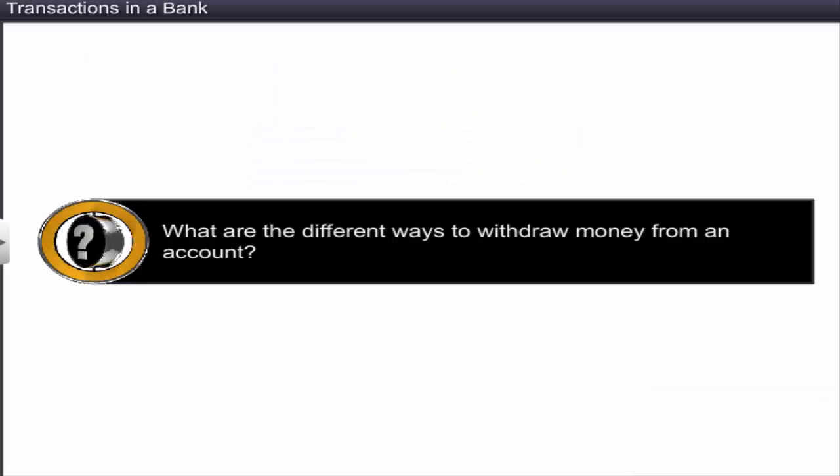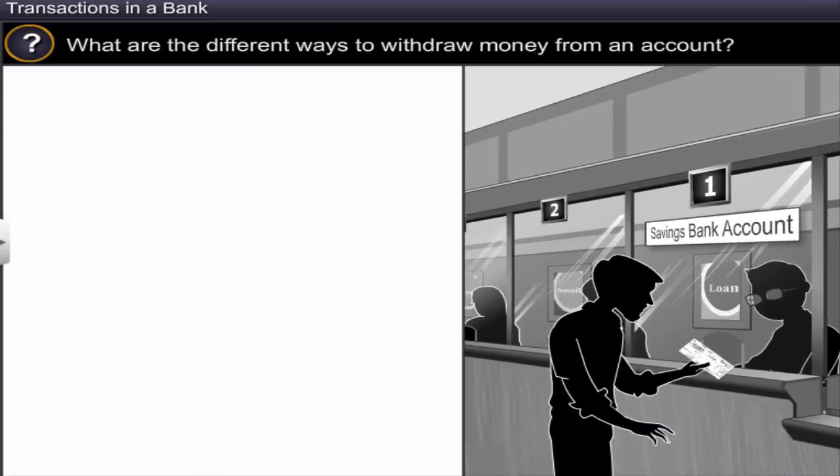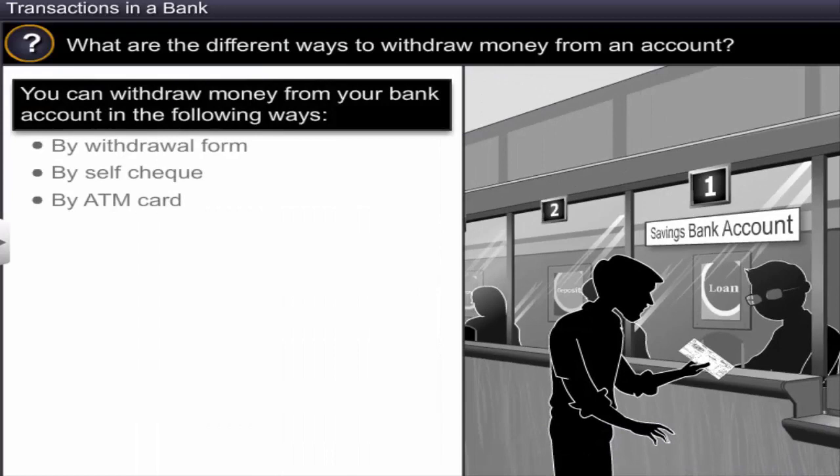Let's learn about the different ways to make withdrawals. Taking out some amount from what you have deposited is known as a withdrawal. You can withdraw money from your bank account by filling up a withdrawal form or by a self-check or by an ATM card.